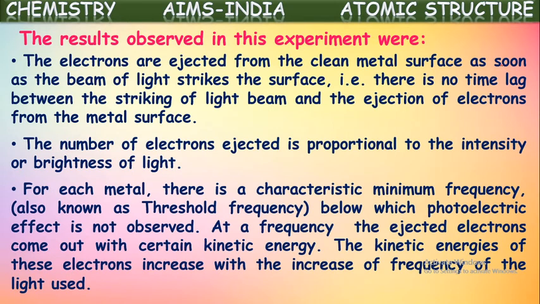Each and every metal has a certain energy barrier below which they cannot eject electrons. So that energy barrier is called threshold energy, and the frequency of that energy is called the threshold frequency. So if the energy supplied is more than the threshold energy, then only those metals can eject electrons.